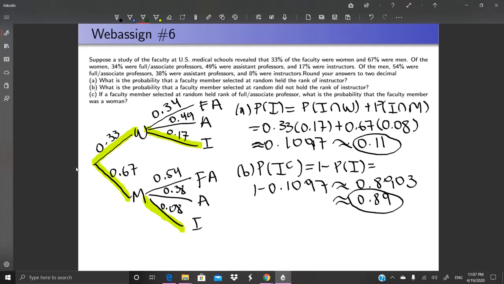So if you thought, all right, not an instructor means either full or associate or assistant, you could have done this. You could have chased down these branches. You could have done down this way and that way, then this way and that way, then this, or this. And if you had multiplied along the branches and then added when you jump from one branch to another, you would get exactly the same answer. But notice that it's much easier to think about this in terms of complements than it is in terms of adding up the different probabilities. So this is what I would recommend doing here in part B.